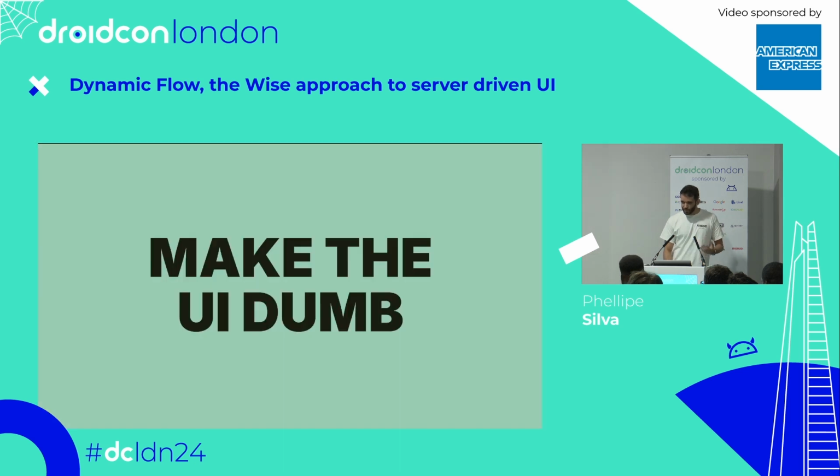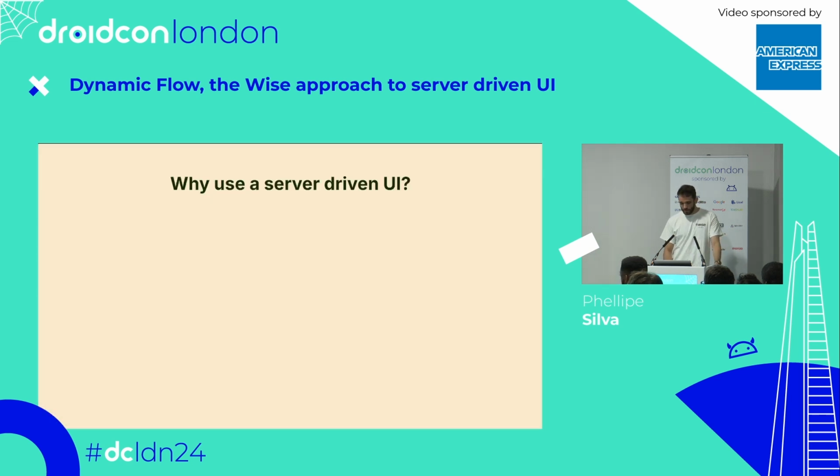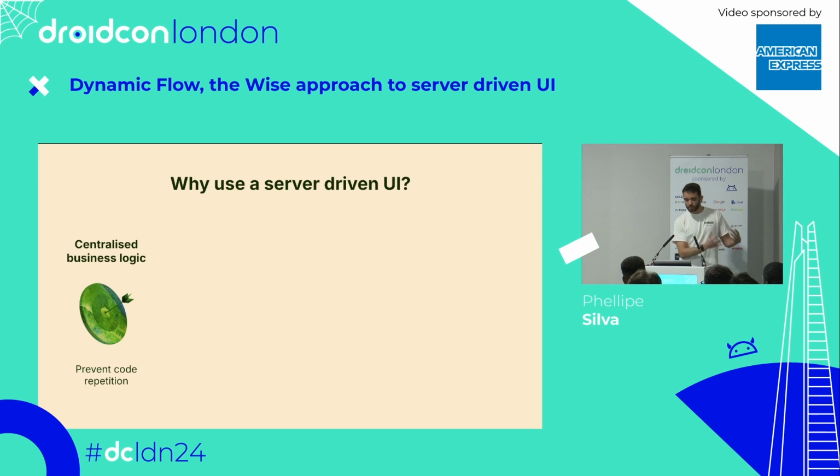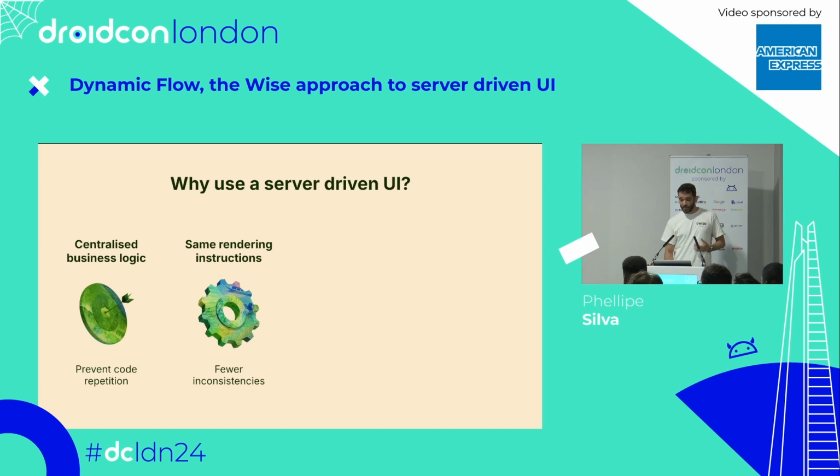In other words, this is just another way to make the UI dumb, moving the handling of your business logic to the backend. And we have a couple of benefits by doing that. First, as I've already said, you are concentrating business logic on the backend, preventing complex code repetition. But at the same time, since all the clients are receiving the same instruction, you are likely to have fewer inconsistencies there.